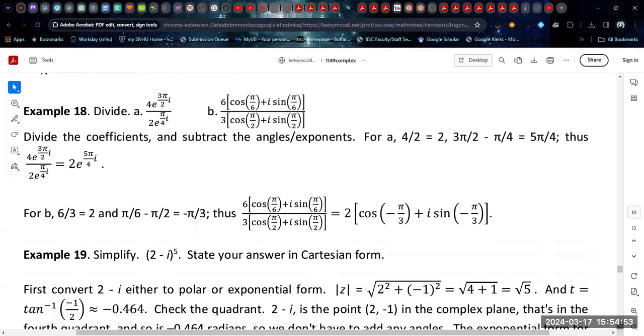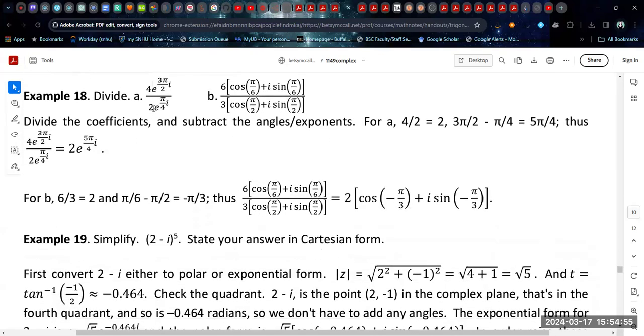And then if I want to divide, again, I divide my coefficients, so I get 2. I subtract my angles, I get 5 pi over 4, and thus my solution, again, in polar form, since I started in polar form. And for this one, again, follow the same rules. This is just in polar form already. So 6 over 3, I get 2. And then I subtract my angles, pi over 6 subtracting pi over 2, I get negative pi over 3. And again, I'm leaving it in polar form.